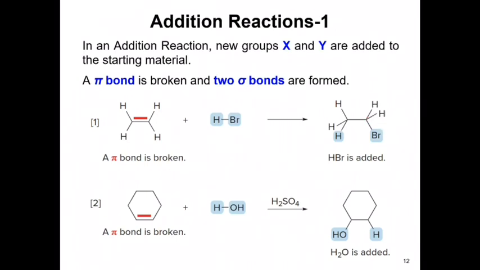And here's another example of an addition reaction involving cyclohexene reacting with water in the presence of a small amount of sulfuric acid. And what we get is a cyclohexanol. And in this addition reaction, this pi bond between these two adjacent carbon atoms gets cleaved and results in the formation of two sigma bonds. So a carbon to oxygen sigma bond as well as a carbon to hydrogen sigma bond. So this is the general pattern observed in a lot of addition reactions.